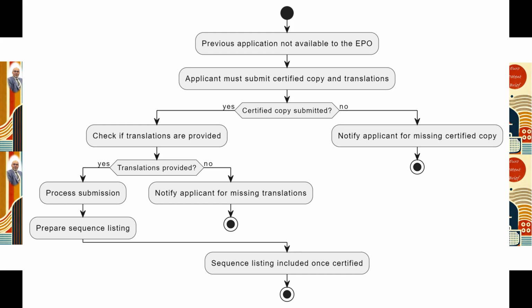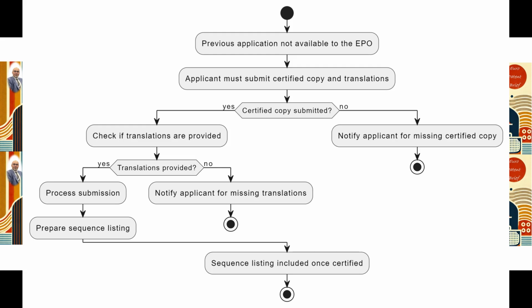It's important to distinguish between late filed sequence listings and those submitted with the original filing. There's a difference between cases where 1. The complete sequence information is in the description, but no standard compliant listing is filed. 2. The sequence listing is incomplete. 3. The listing doesn't comply with the applicable WIPO standard. In all these cases, Rule 30 applies, and the applicant will be invited to file a standard compliant sequence listing.